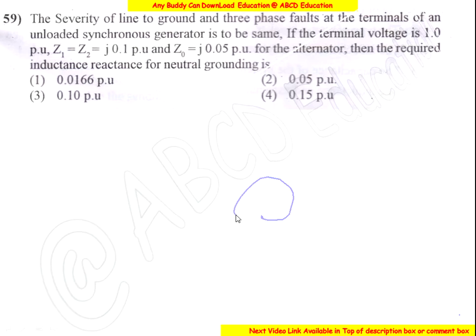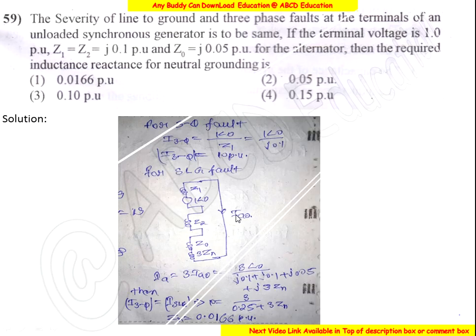Now come to the solution. We know that the three-phase fault current equals 1 per unit voltage divided by Z1, the positive sequence impedance. So the magnitude of the three-phase fault current is equal to 10 per unit. Now for the single line to ground fault, these are the positive sequence component, the negative sequence component, and the zero sequence component.